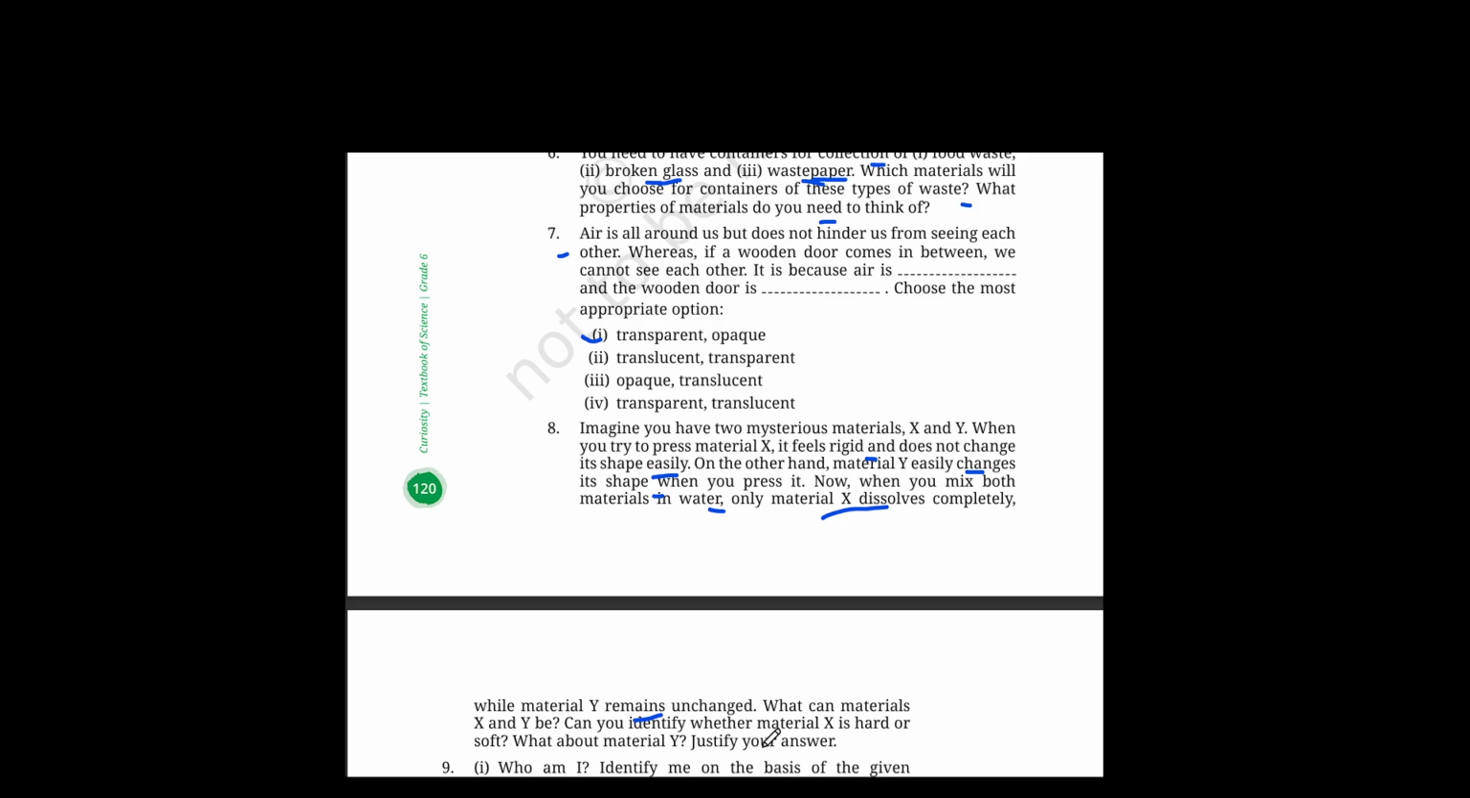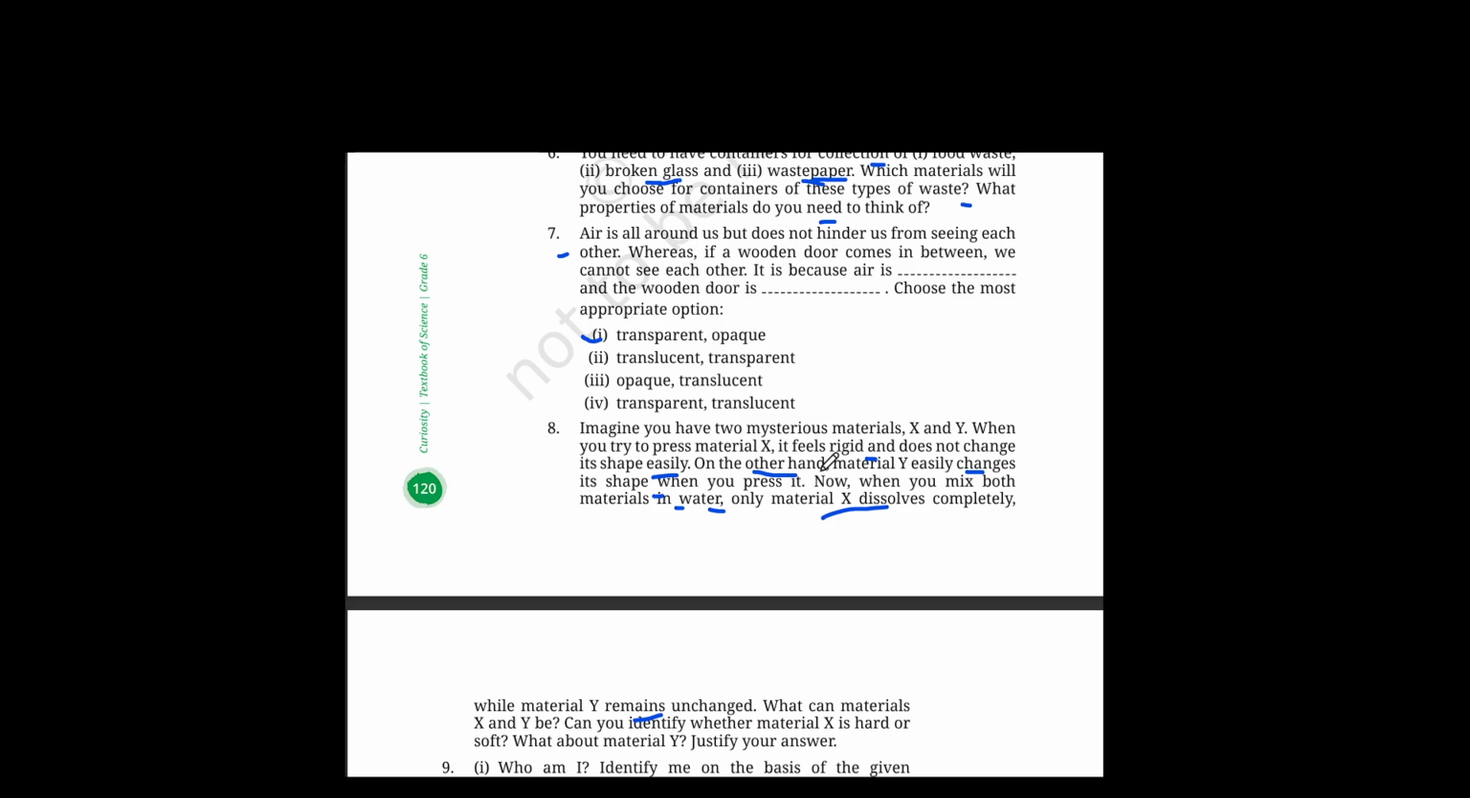So based on the description of materials, we find that material X is rigid, it does not change its shape easily, and material X could be salt or sugar, because it is rigid and does not change shape. Again, the question says that if you mix material X in water, it dissolves completely, so it has to be salt or sugar, right?